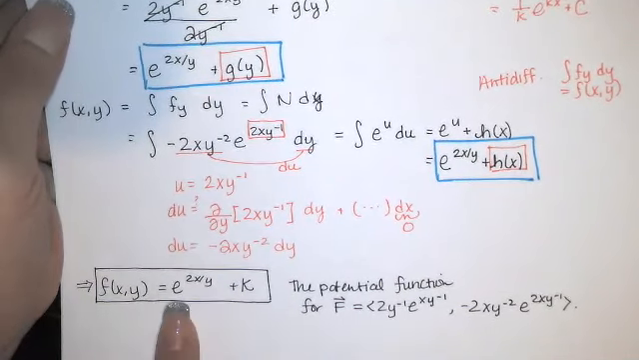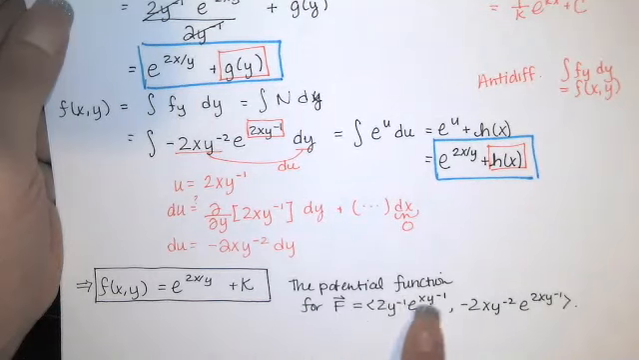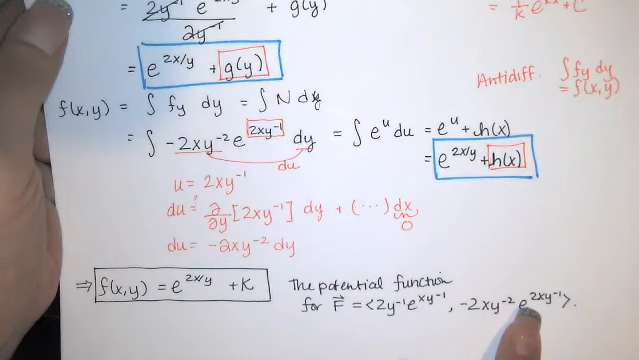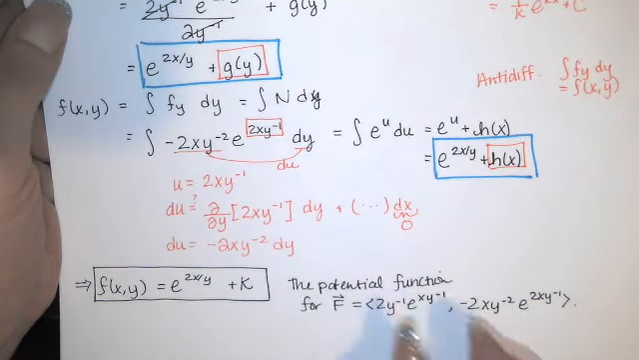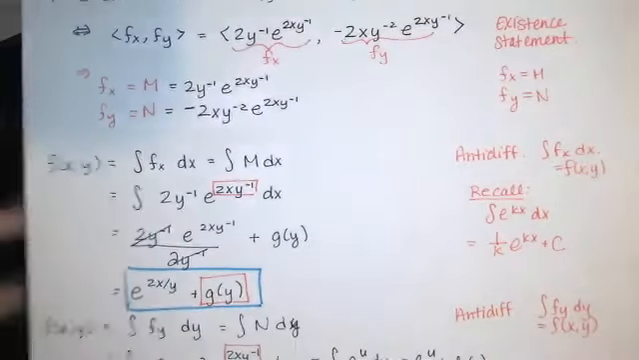But f of xy is this function plus k. And if you take the gradient of this, you're going to get this as its x component, the x component of the gradient, and this as the y component of the gradient. If you're not sure, you should check that out.